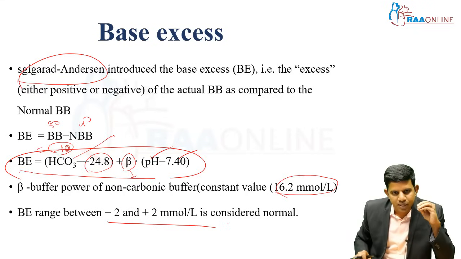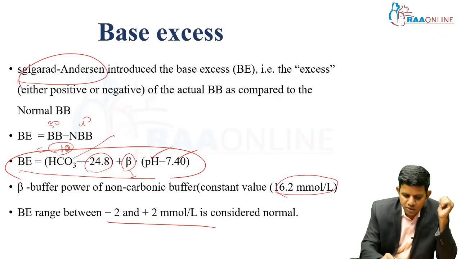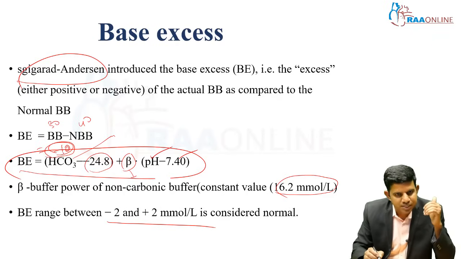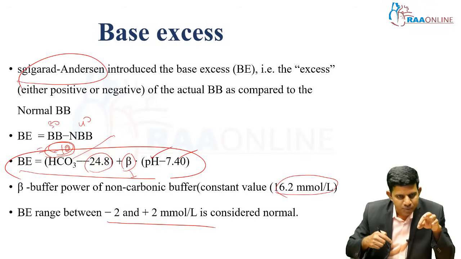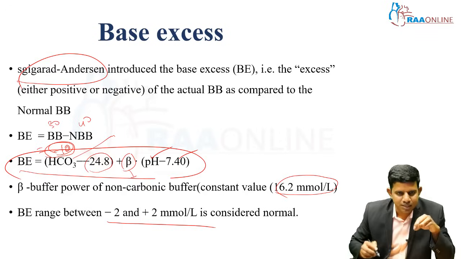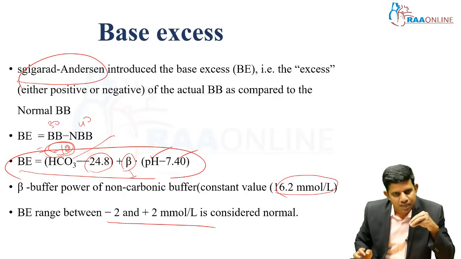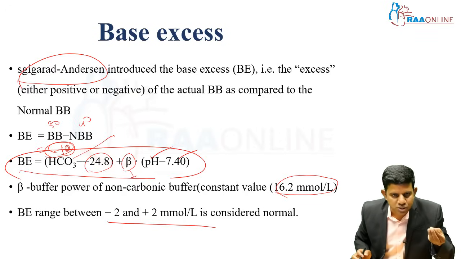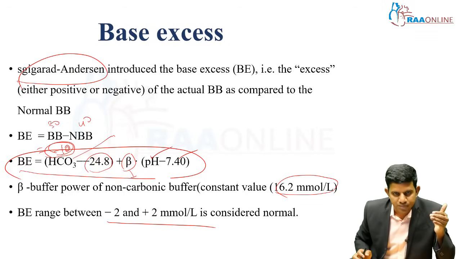Here I already told what the advantage of that is. For example, the base deficit is minus 10. Base excess is minus 10. What does it mean? 10 millimoles of acid is extra in the body. If I want to correct that, I have to give 10 millimoles of extra bicarbonate to neutralize that. It gives an idea about how much bicarbonate I have to give the patient's body to neutralize the acid. This is one advantage of the base excess method compared to the buffer base.